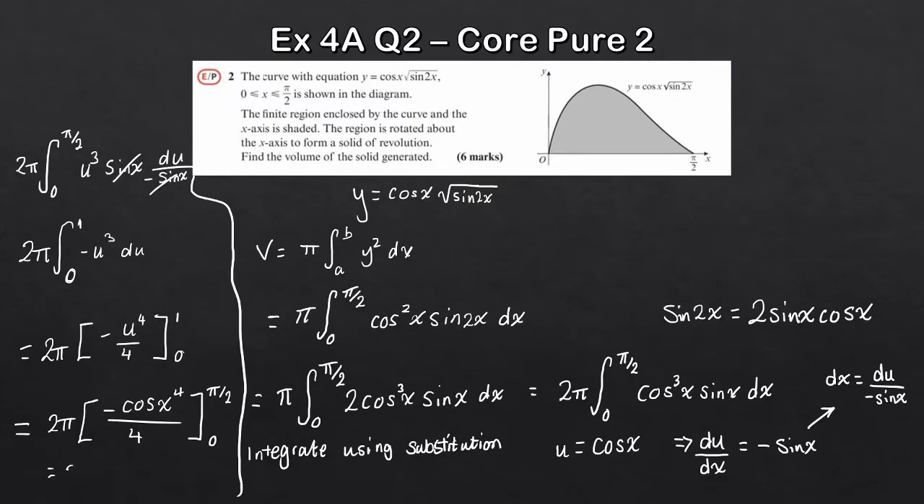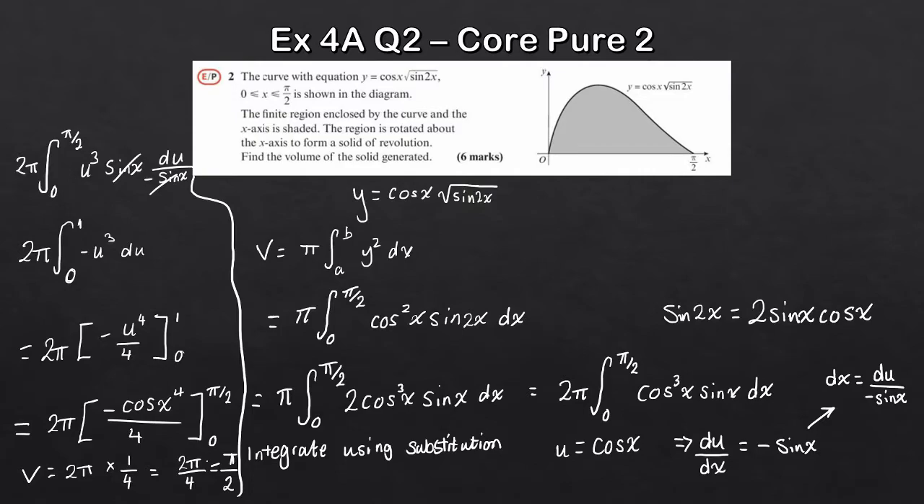So what you get is 2 pi times 1 over 4, and 2 pi over 4 is equal to pi over 2. Okay, so pi over 2, that's our volume there. So V is equal to pi over 2. So 6 marks for that.